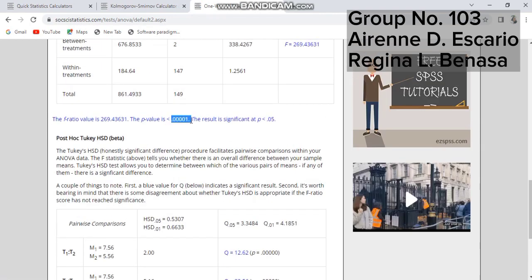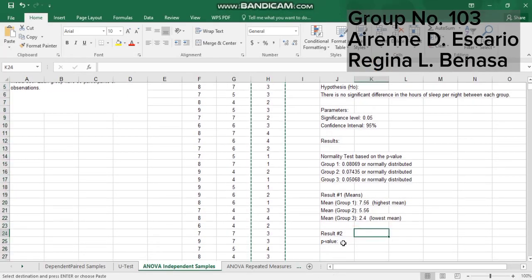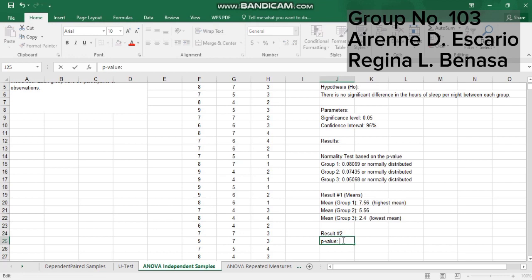So the calculated probability value is 0.0001. If the probability value is greater than the significance level of 0.05, then we will accept the null hypothesis. Otherwise, the null hypothesis will be rejected. We got a probability value of 0.0001, which is less than 0.05. In this case, we will reject the null hypothesis.